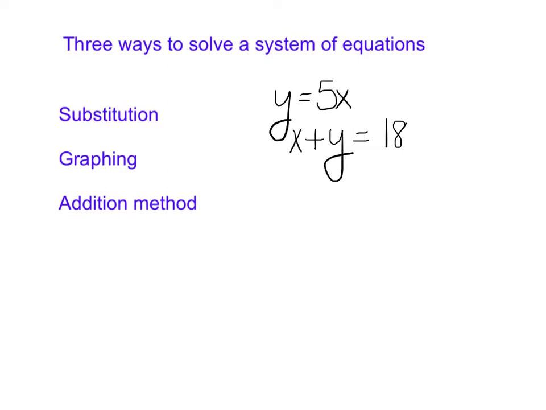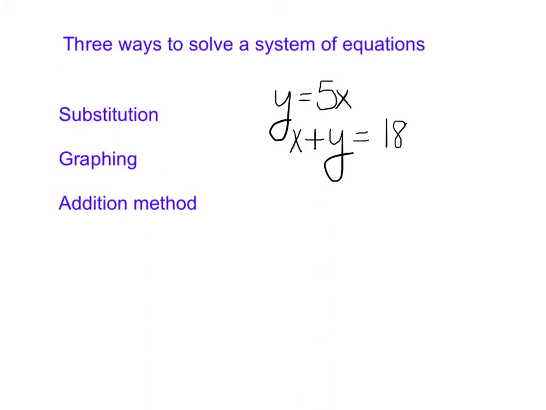Here's how substitution works. Step 1. One of your equations has to have the variable by itself. Now today, they're all going to be done for you. We're going to talk more about this tomorrow. So look at this first equation. It says y is equal to 5x. That's what y is equal to.